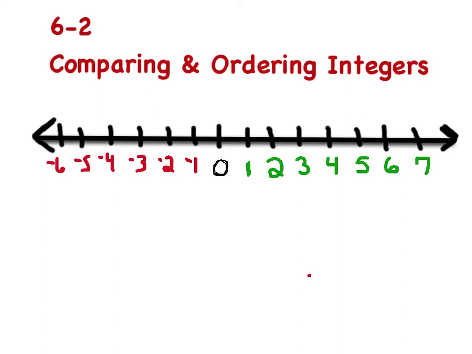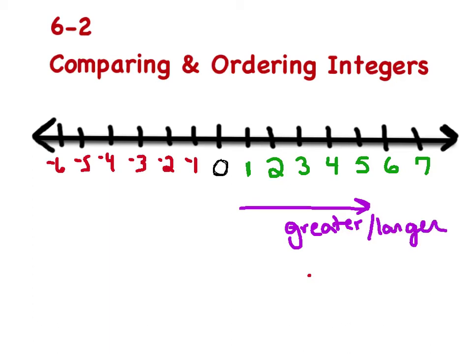When we start looking at negative numbers, we apply the same principle: as we move to the right, we are going greater. The numbers are getting greater or larger as we move to the right. And then as we move towards the left on the number line, the numbers get smaller, or less.